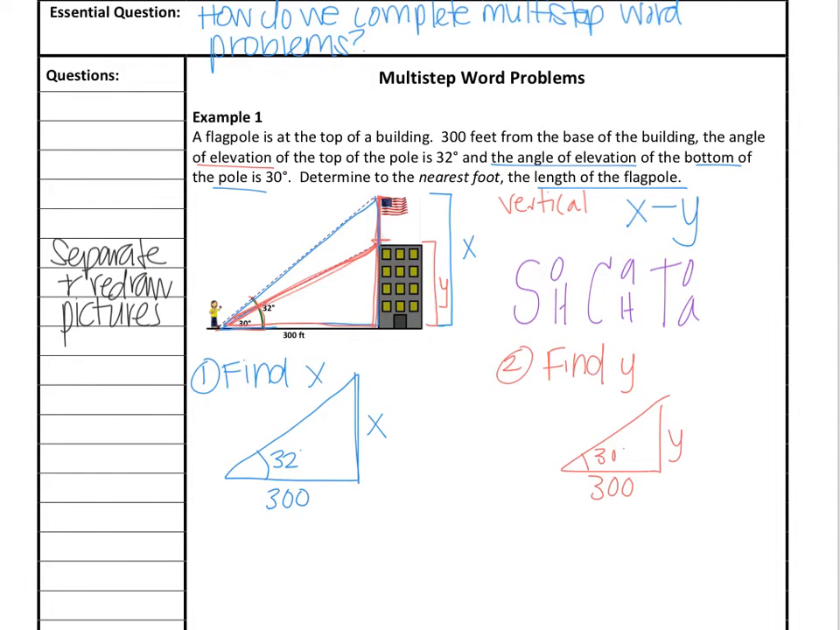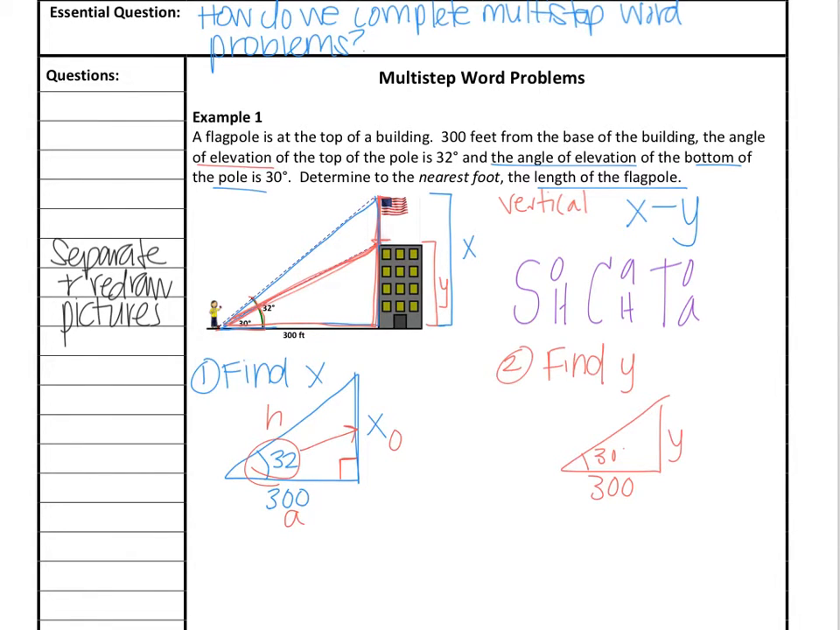So we're going to start the first problem over here on the left, find X. I'm going to circle my angle, and I'm going to label my sides. Remember, Wesley always tells you to go opposite first. We know that the right angle is here at the base of the building and the ground, and so this is my hypotenuse, and therefore this leftover piece of 300 is the adjacent.